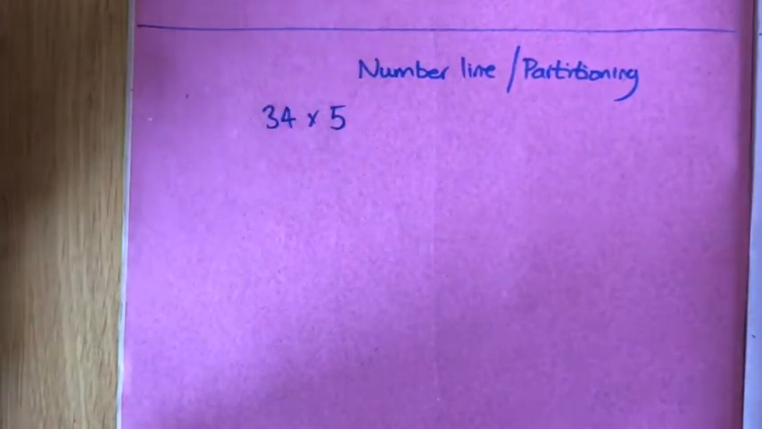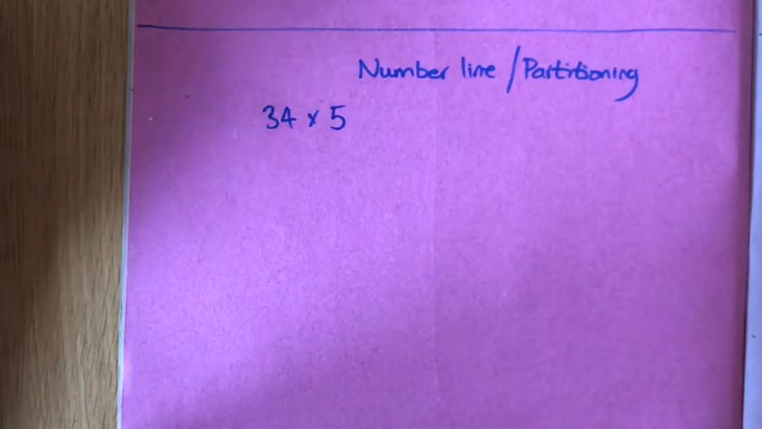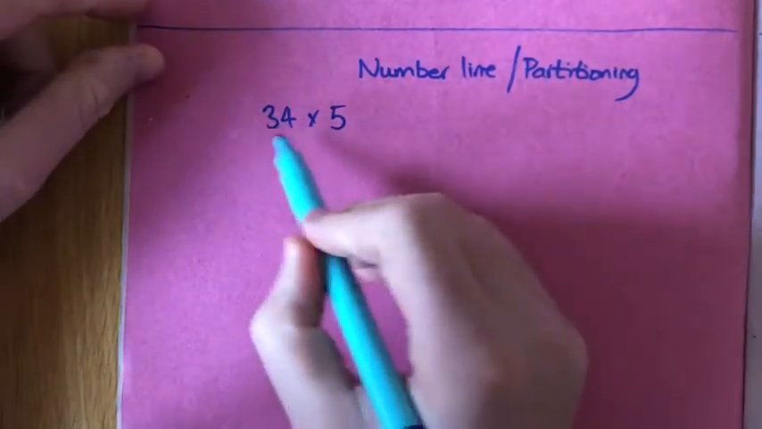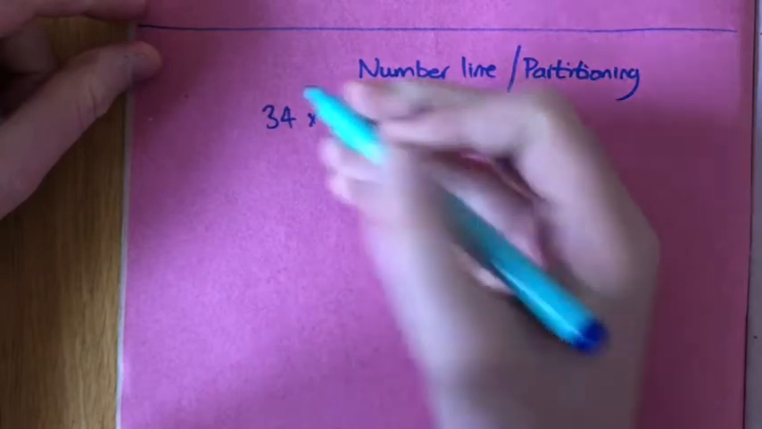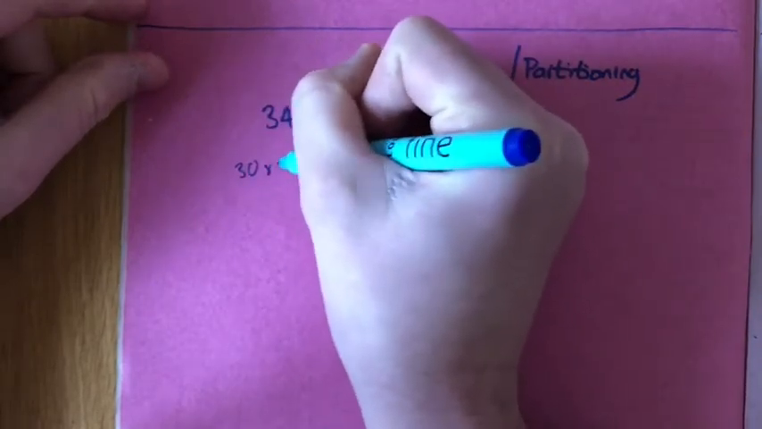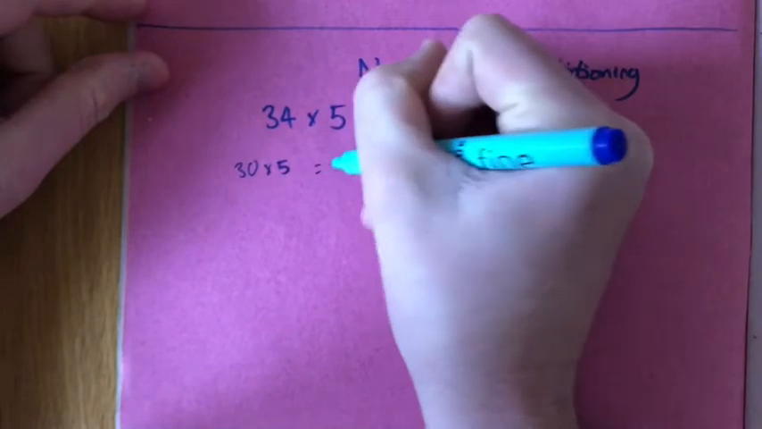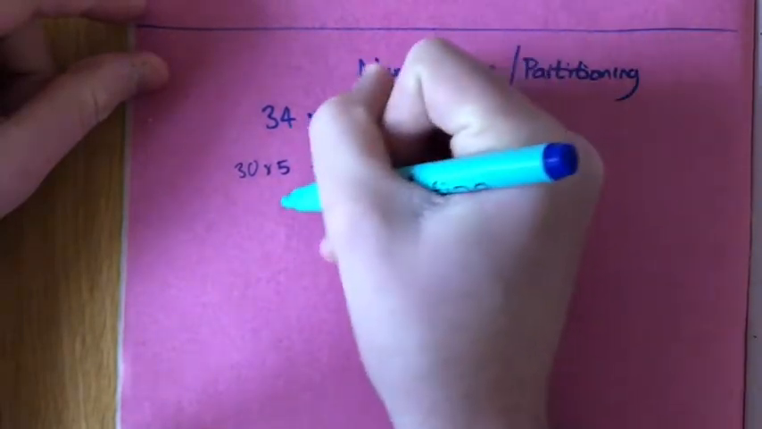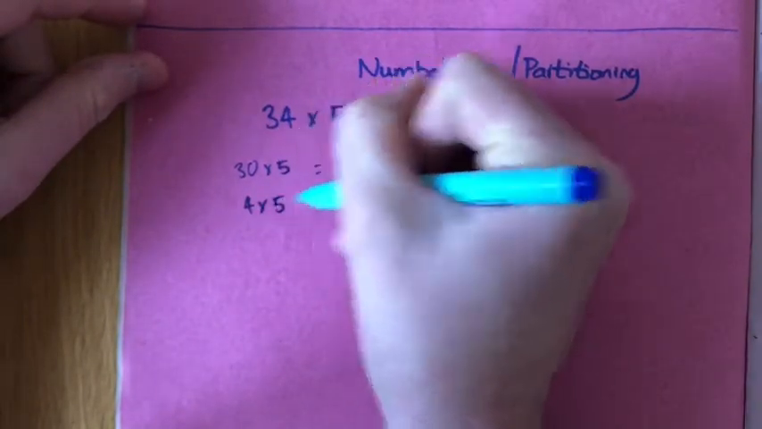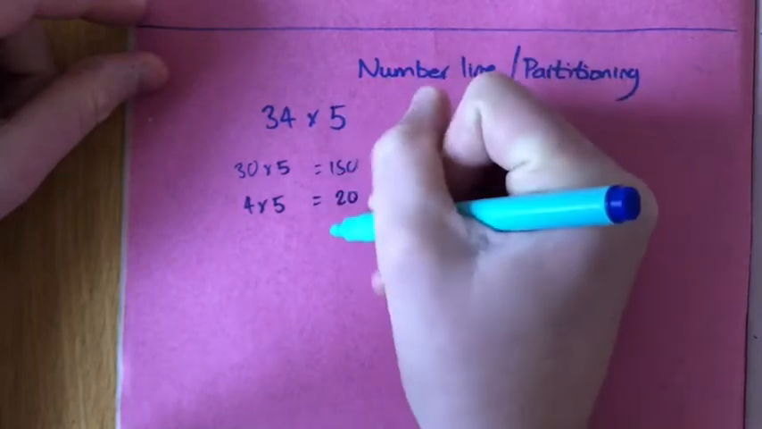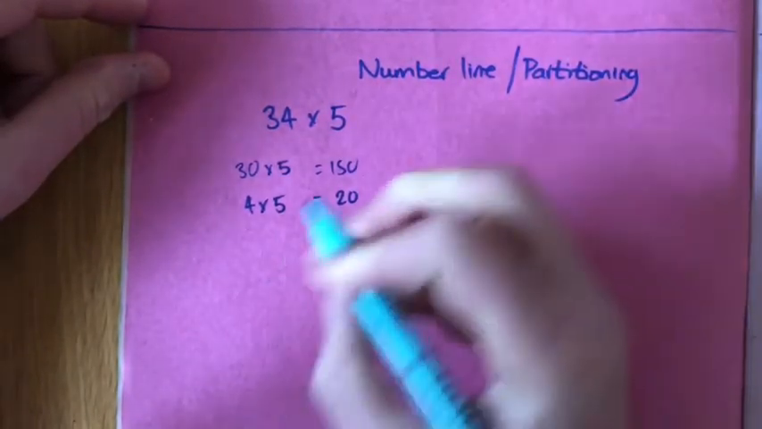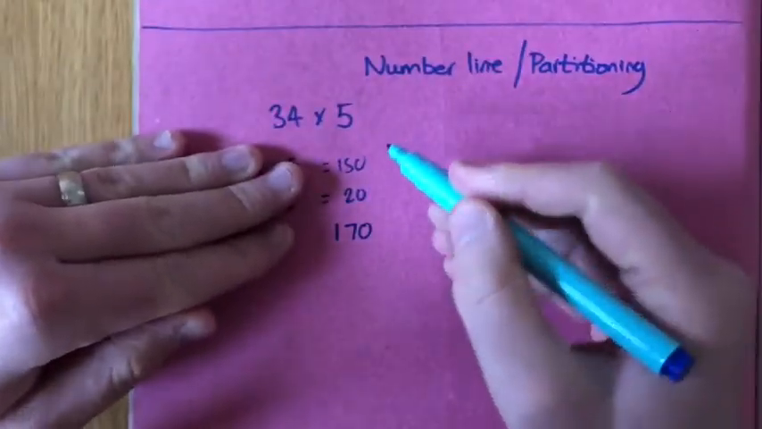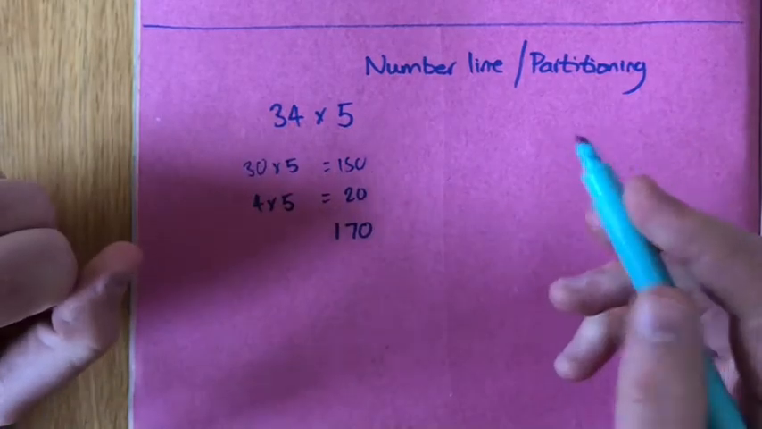So for this, I need to use a number line or partitioning. So using the number line, and partitioning really, I need to times the 30 by 5. Well, 30 times 5 is a lot like 3 times 5 times 10, which is 150. And my 4 times 5, which is 20. Put them together, my answer is 170. Now that's using full jottings, but actually in real life, I might not actually write that bit. I might just write the 150, the 20 and the 170.